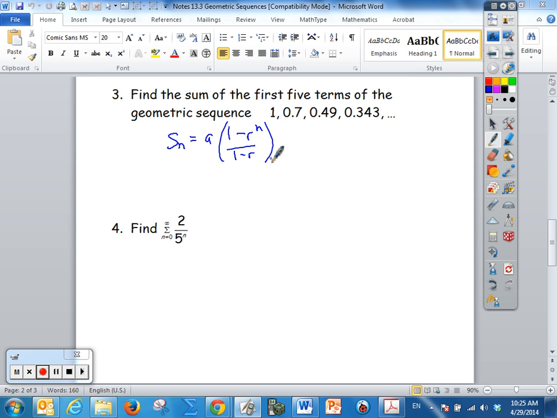Okay, and we have our a, that's our first term, got that. R, we can figure that out, right? Because I just want to take this one divided by that one, that one divided by that one. And basically I'm going to get 0.7. And we know how many terms. It says 5, so we're pretty much set to go. We don't really have to find very much other than the common ratio. So S sub 5 equals 1 times 1 minus 0.7 to the 5th over 1 minus 0.7.